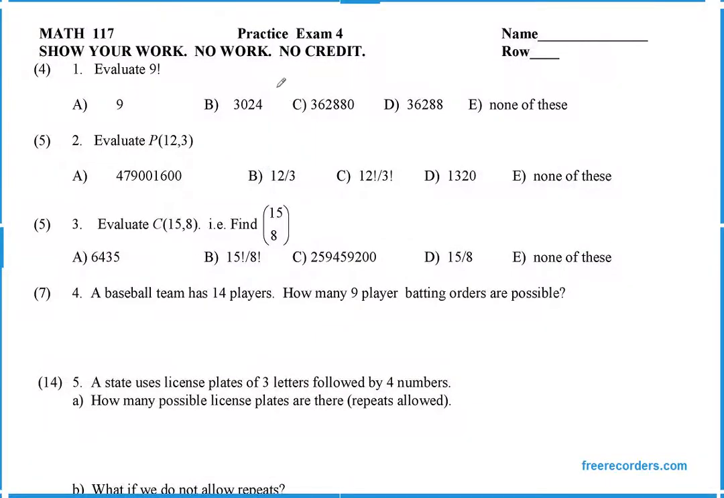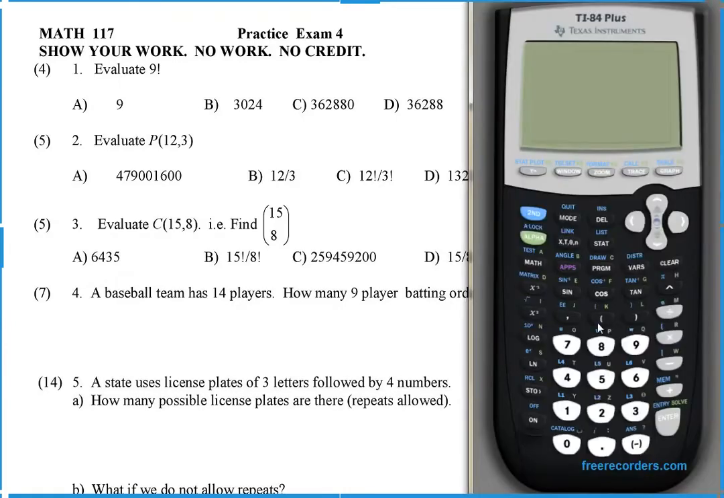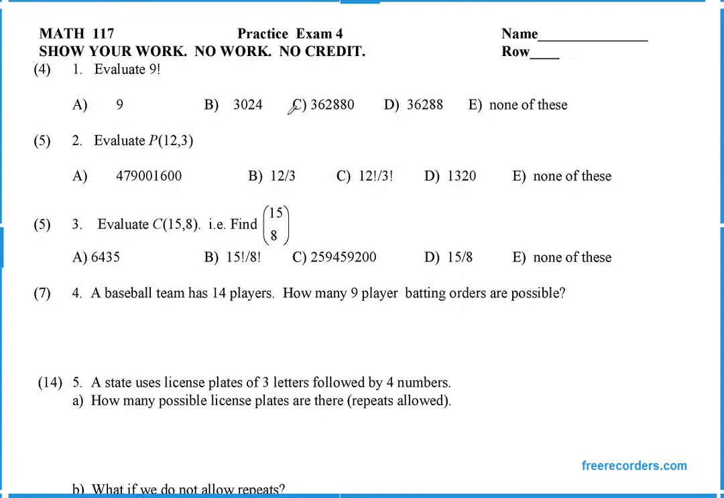All right, we are starting off here with question one. We're doing a calculator problem. We're evaluating 9 factorial. So let's go to our calculator. The factorial is under probability. So we do math and then we go to probability. It's the fourth option here, so you can just press 4, enter. 362,880, which is choice C.